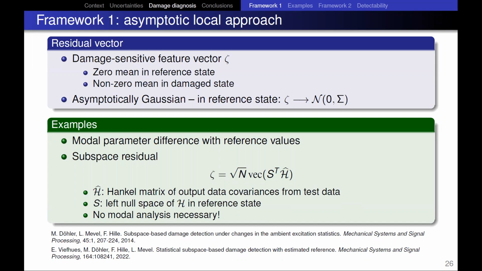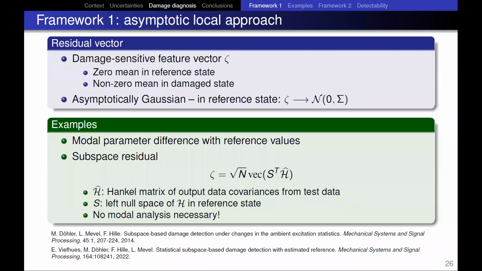Starting with the residual vector. We have a damage-sensitive feature vector zeta that is computed from the data, and that is quite general also. It just needs to have a zero mean in the reference state and a deviation from zero mean when damage appears, when there is a change in the system. There are tons of such features available in the literature. Another condition is that it needs to be asymptotically Gaussian for the statistical analysis. But as we have seen before, when we compute those indicators from data, in many cases they are asymptotically Gaussian.